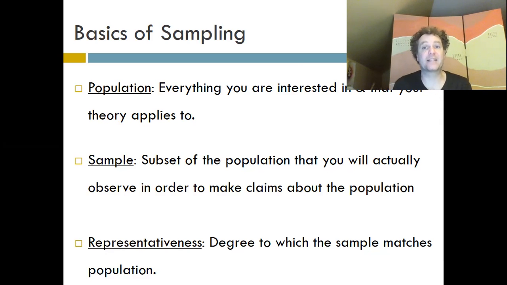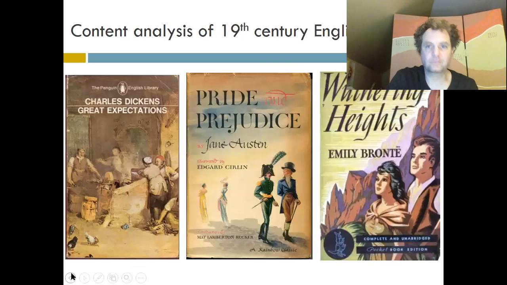You're going to draw a subset of that population, and then you're going to observe that sample in order to understand something about the broader or bigger population. And then what you hope is that your sample matches or is similar to your population, right? Okay, so this becomes particularly relevant in terms of content analysis, right?